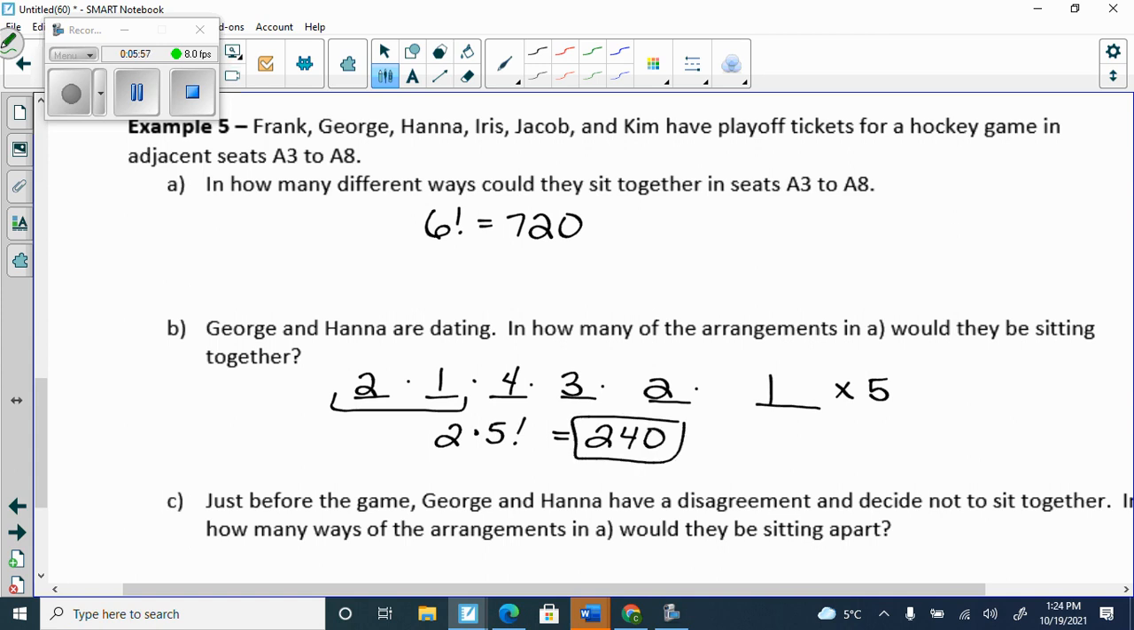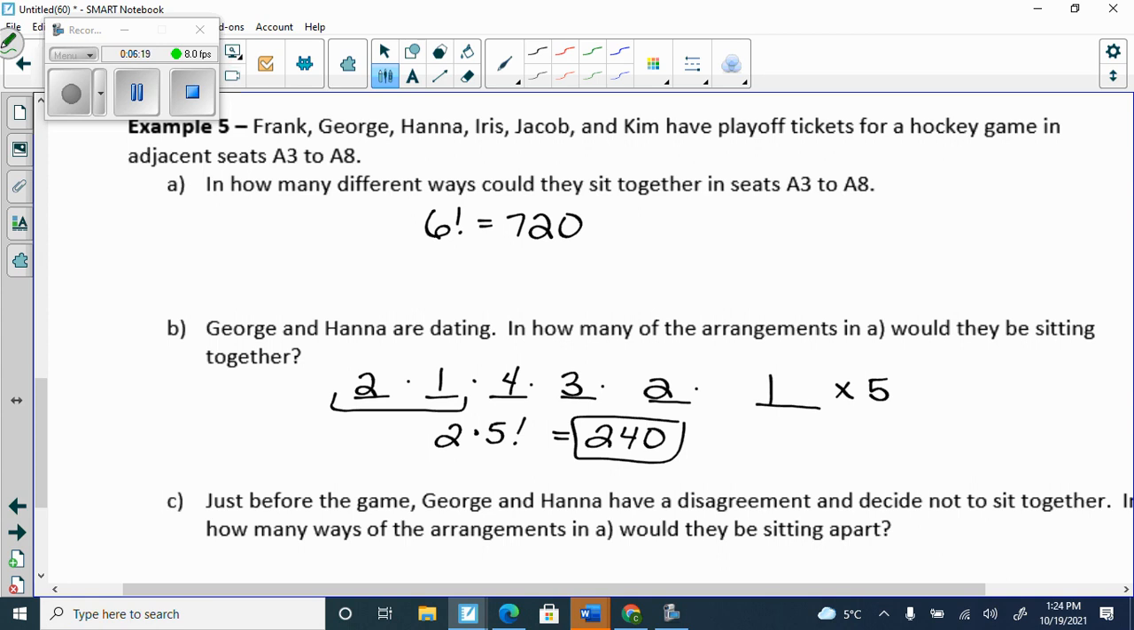Okay? Let's go back. Let's reel our brains back in. If I had no restrictions, how many ways could we all sit together in that little 6 seating plan? 720. Now I gave a restriction. The restriction was that George and Hannah had to sit together. So how many of those 720 ways made it so that George and Hannah actually sat together?